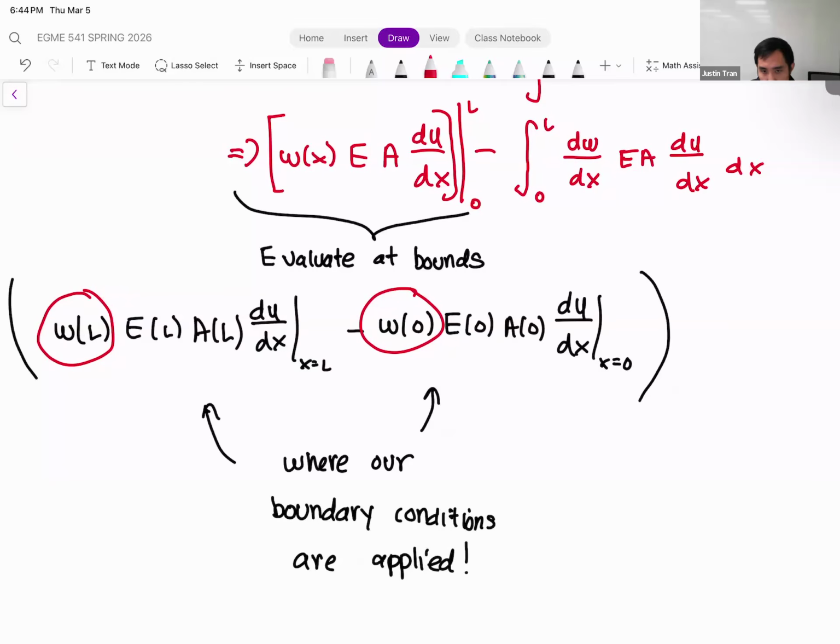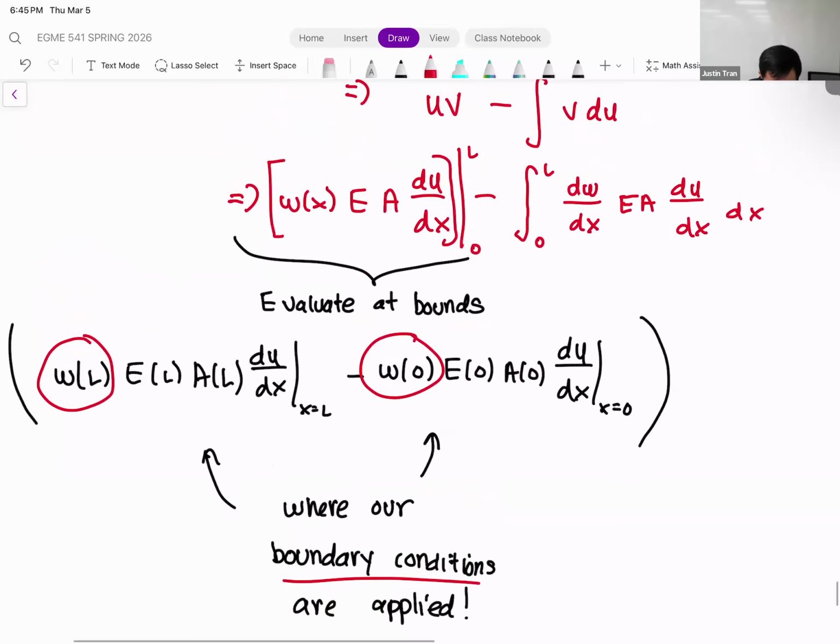Whereas for the other term, they could both equal 0 if we have a Dirichlet boundary condition on both, but whichever one is not equal to 0, that's where our Neumann boundary condition is. So essentially, we've taken our boundary conditions and baked them right into the problem.